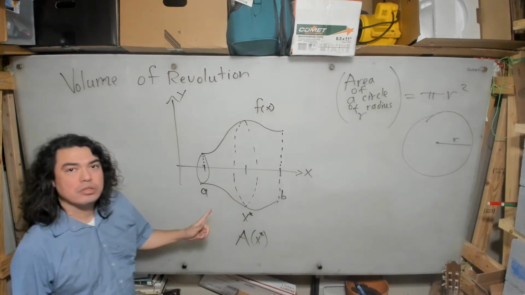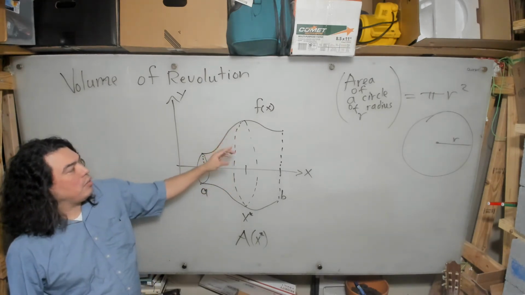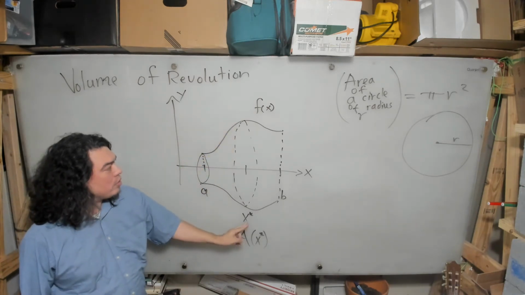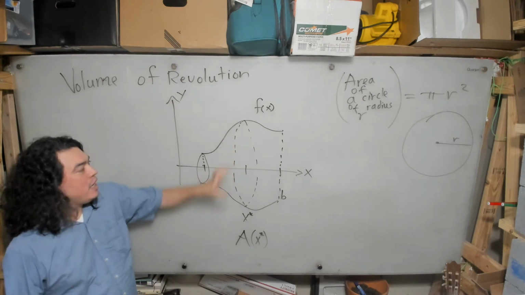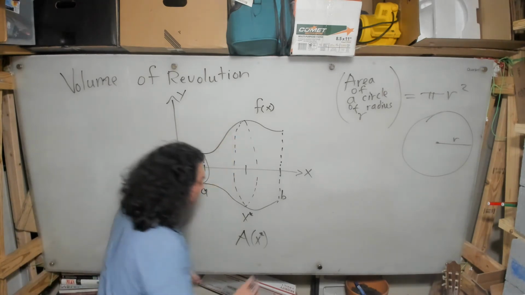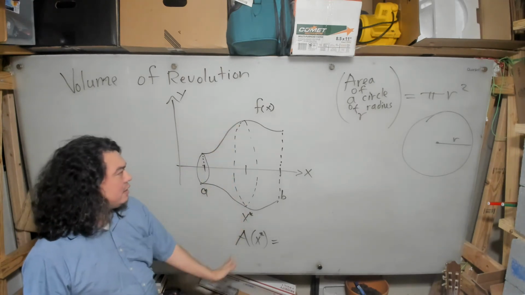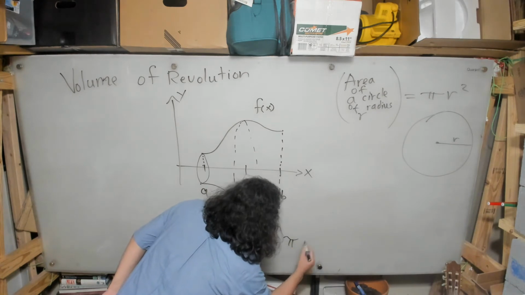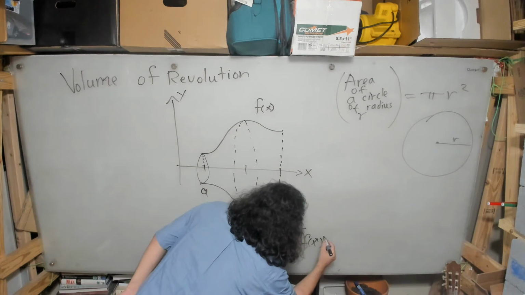Look at this. This rotated, this circular slice at this value x star is a circle, right? What's its radius? It's going to be f of x star. It's going to be f evaluated at that particular x value. So what's the area of that circle, of this slice? The area of this circle will be pi times r squared. In this case, f evaluated at x star squared.